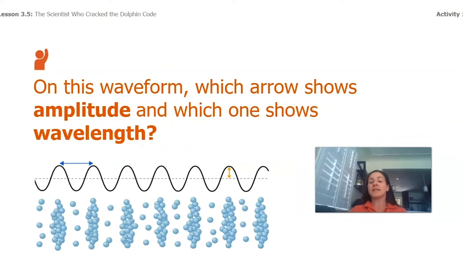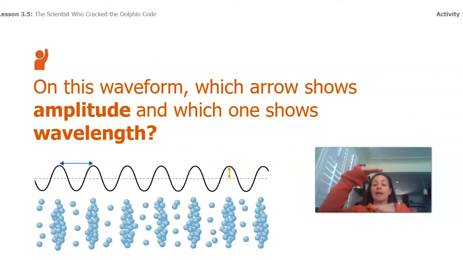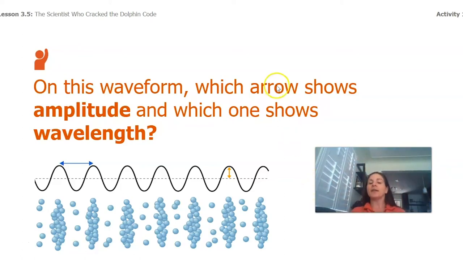So the biggest ways that we've learned is that waves have different amplitudes and waves have different wavelengths, which gives them different volumes and different pitches. Using that, which arrow shows amplitude, blue or orange? Hopefully you said orange. And then that means that the blue wave shows us the wavelength, the length from one peak to another. And the amplitude is how amplified, how tall the wave is.